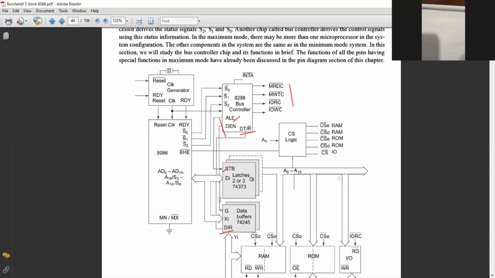Next, I am coming to the 8255. Stop. Then I am coming on 8255. You can see my copy. Yes, sir.